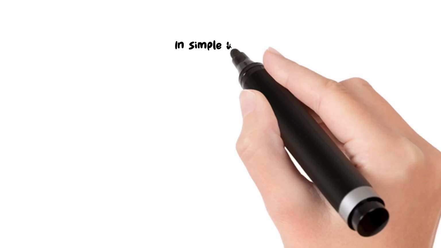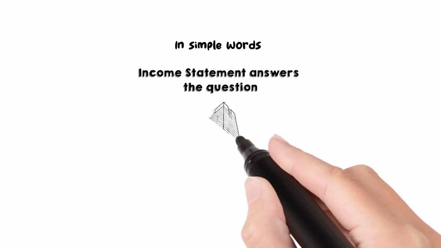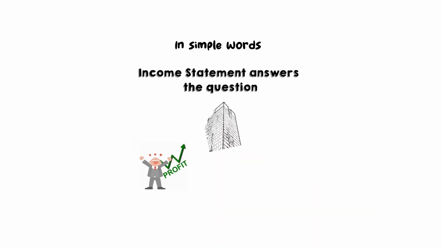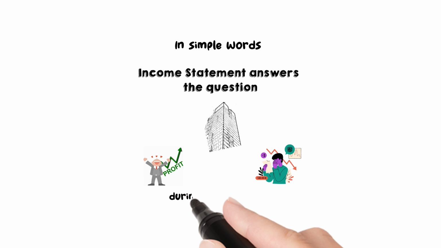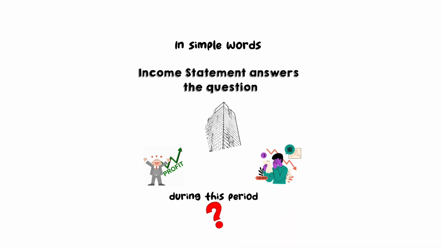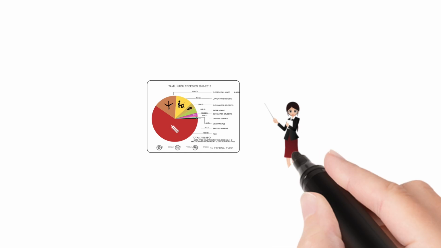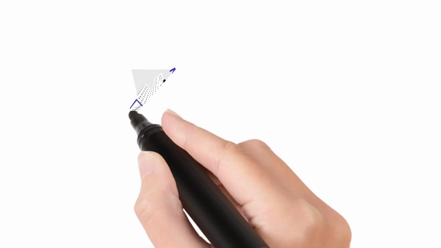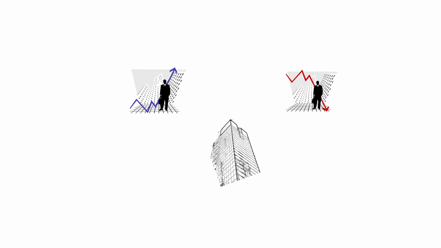In simple words, the income statement answers the question, did the company make money or lose money during this period, and how? The income statement shows the financial performance in the form of profit earned or loss sustained by the businesses.